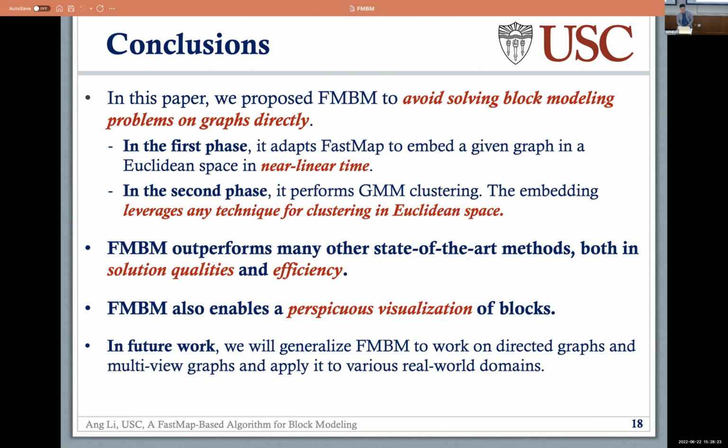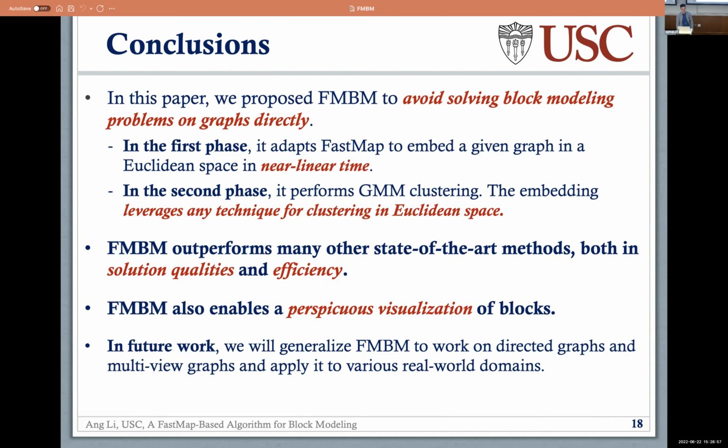Now let me give you the conclusions. In our paper, we propose the FMBM to avoid solving the block modeling problem on graphs directly, because this would be computationally expensive and less effective when the graph is large and complex. And the FMBM has two phases. In the first phase, it adapts FastMap to embed the graph into the Euclidean space in near linear time, while preserving the desired distances among all the vertices.